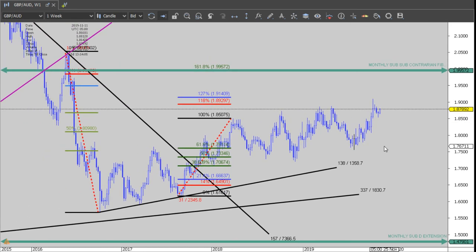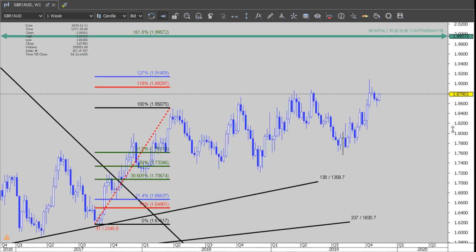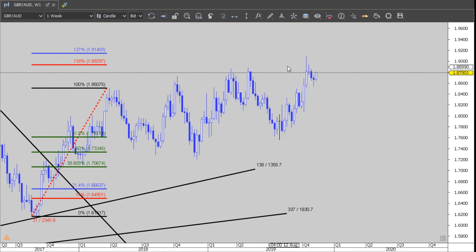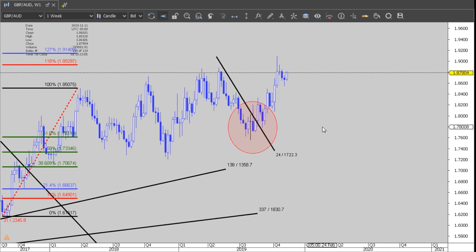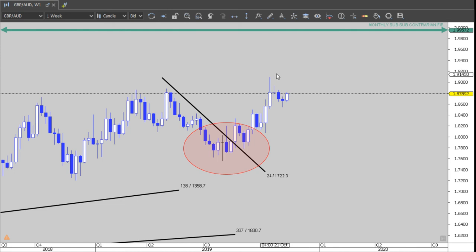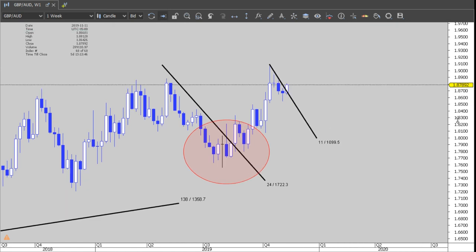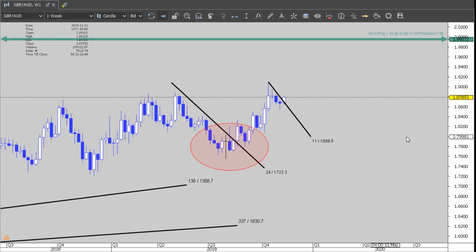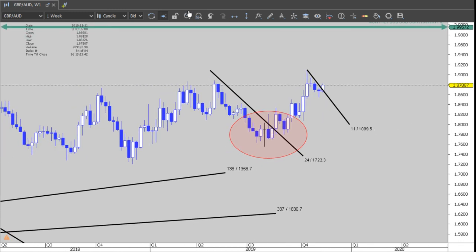The same picture, you know. And from the weekly, well, the train has left the station. The entry from the weekly was here, right? Now we have what appears to be a counter trendline break from the weekly. So maybe this is going to be an opportunity on the smaller charts.